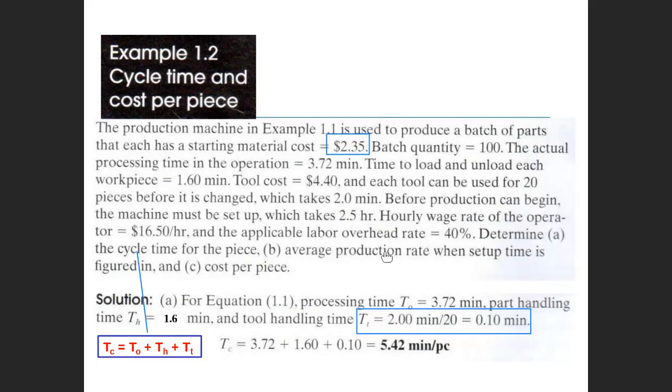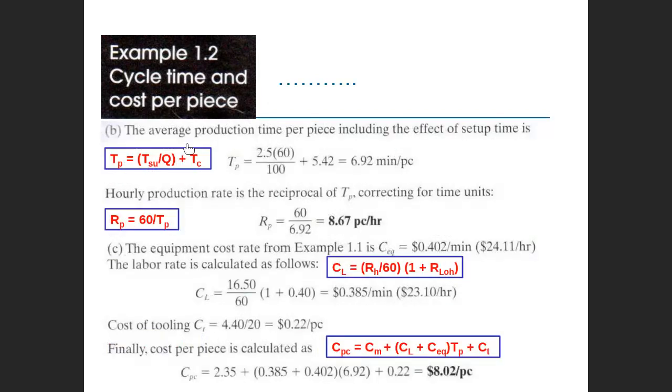RP equals 60 divided by TP. Average production rate, RP, equals 60 divided by TP. This is the average production rate, the one needed. Then I need to obtain TP.